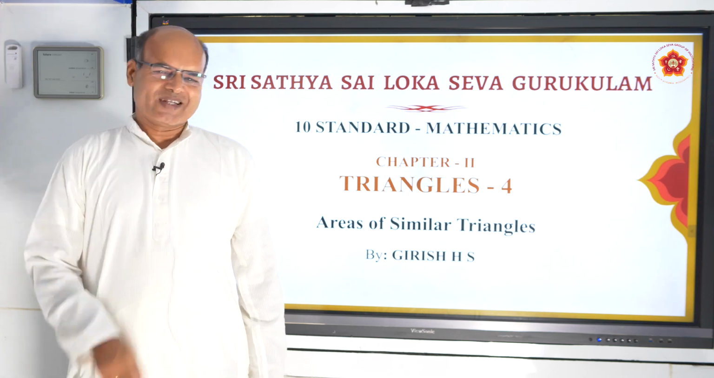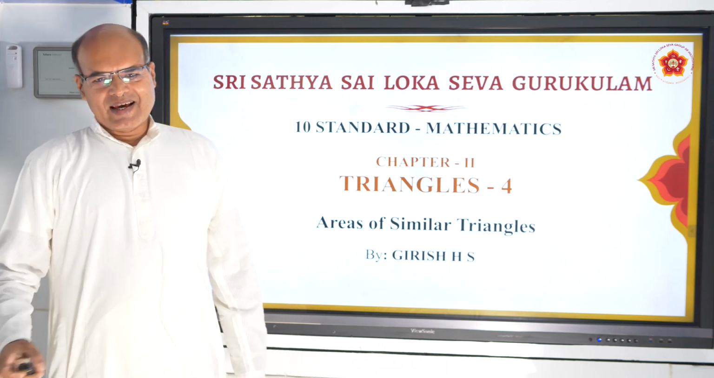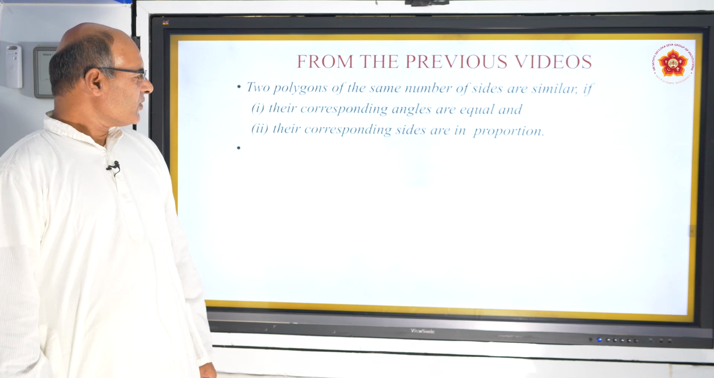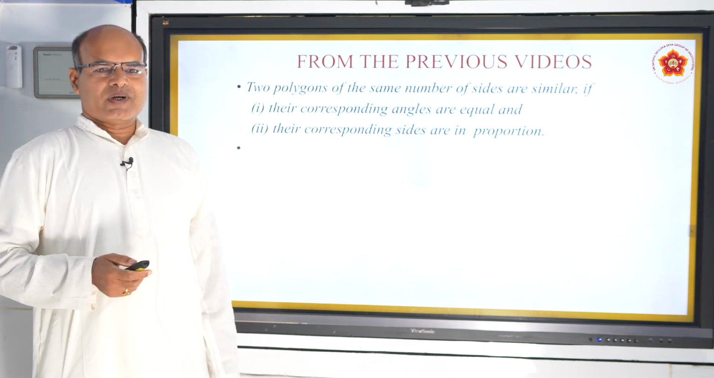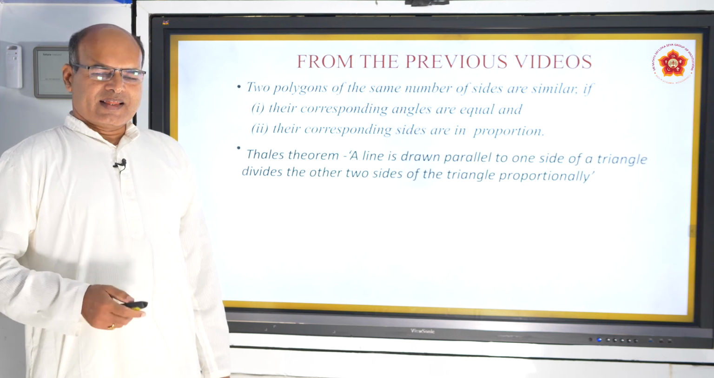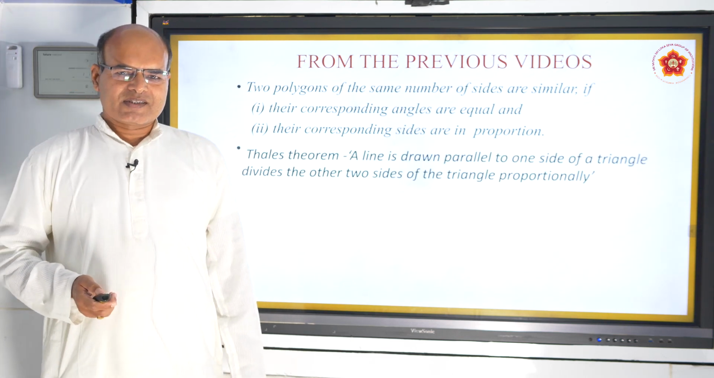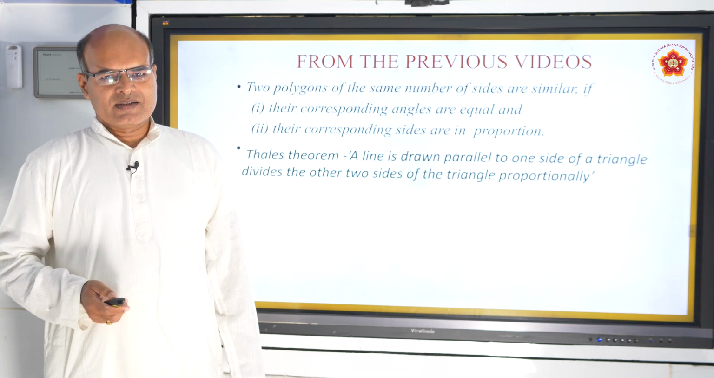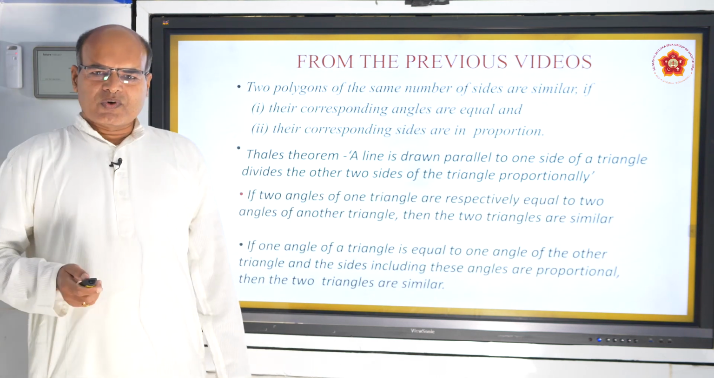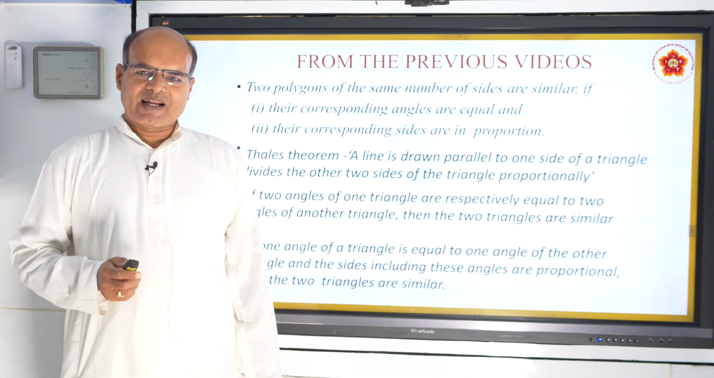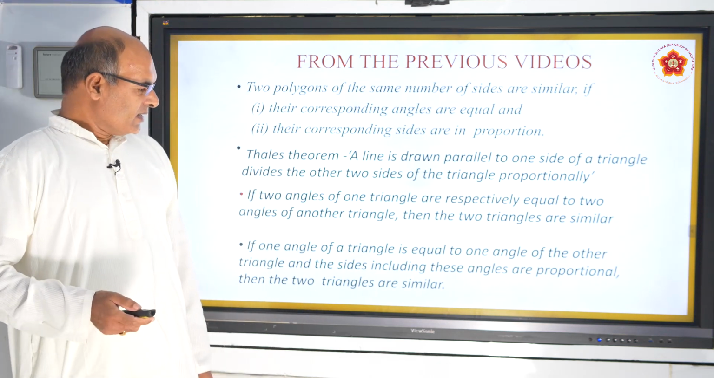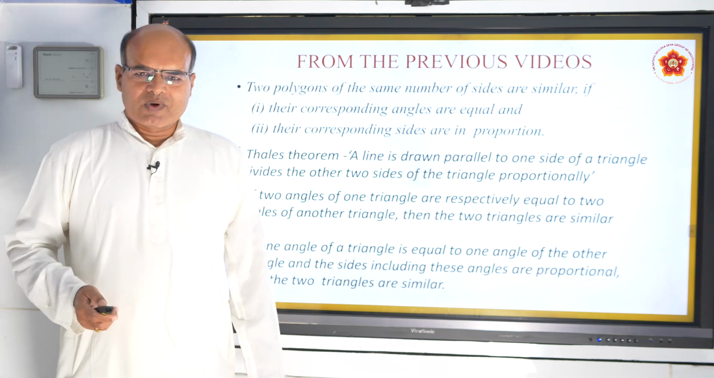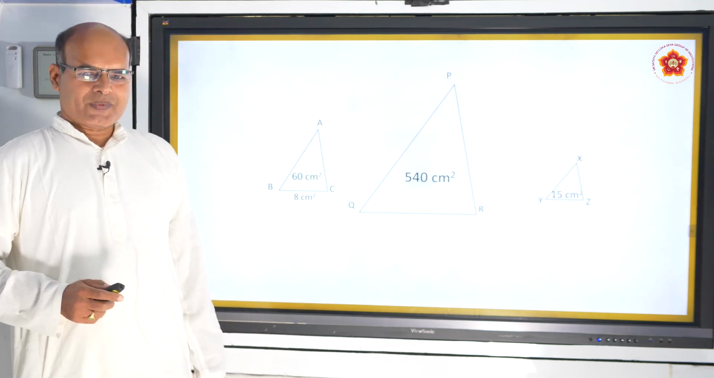Dear students, welcome to the fourth video on triangles, which is the second chapter in 10th standard mathematics book 1. In the previous videos, we have discussed the conditions for similarity of polygons, Thales theorem, its converse and corollaries, and a few criteria for the similarity of triangles. Let us see what we are going to discuss today.